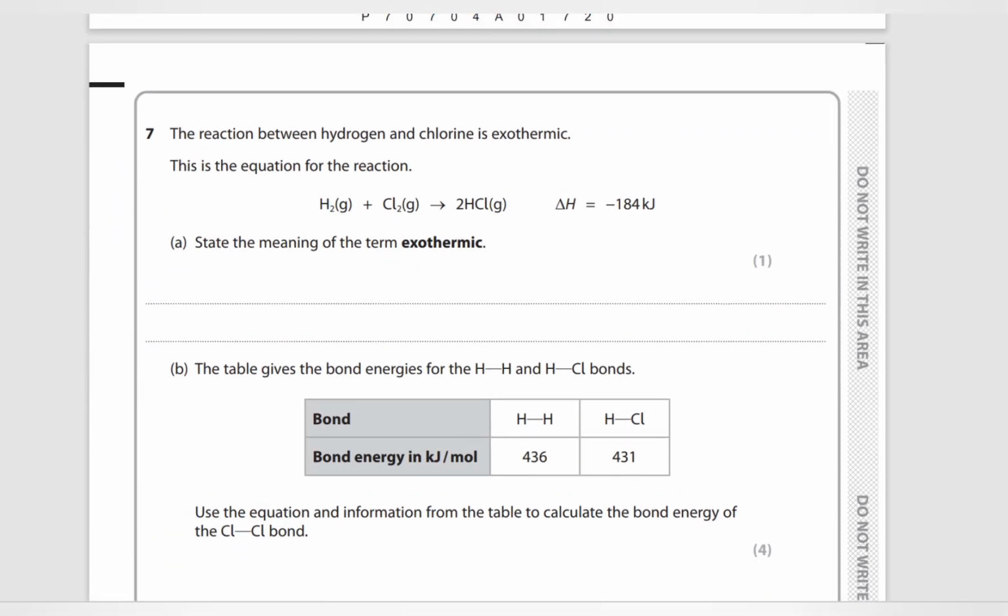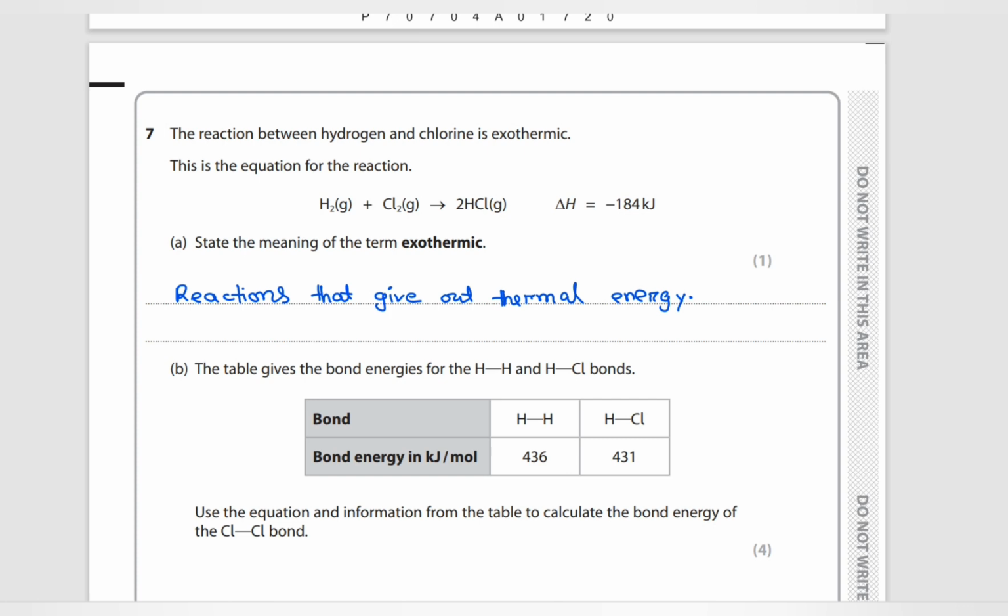Moving to question number 7, the last question of this paper. The reaction between hydrogen and chlorine is exothermic. This is the equation for the reaction. State the meaning of the term exothermic. We know reactions that give out thermal energy are known as exothermic reactions. So we have to write: reactions that give out thermal energy. So this was the explanation for A.